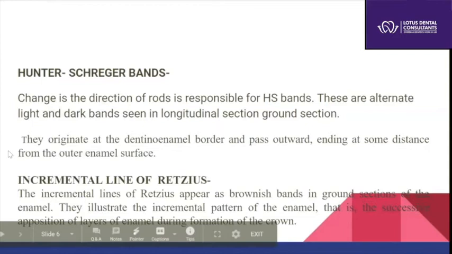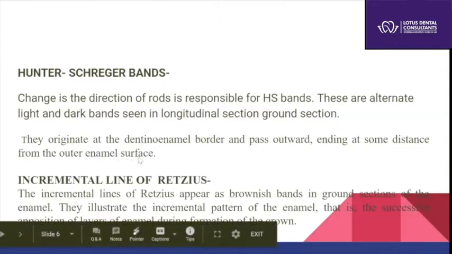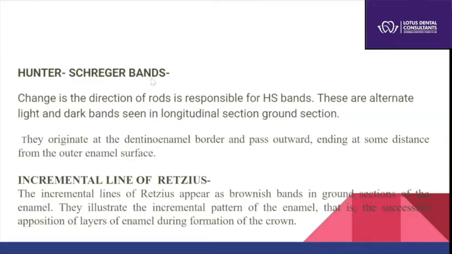They originate from the dentino-enamel border, pass outward, ending at some distance from the outer enamel surface. So they are not obvious on the surface of the enamel. They are not the surface structure. These are present on the inner side of the enamel. They start from the dentino-enamel border and pass outward, ending at some distance from the outer enamel surface. So they are not visible on the enamel surface.